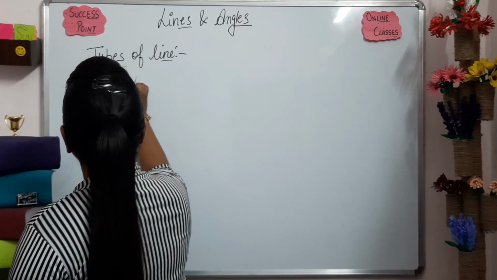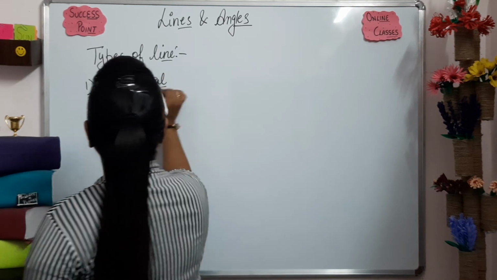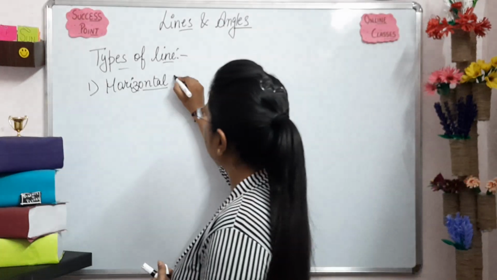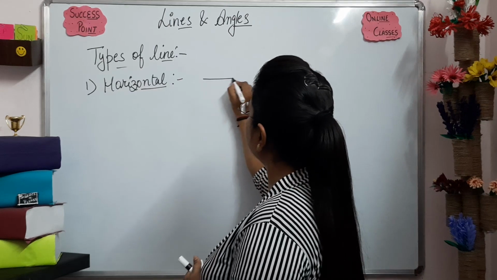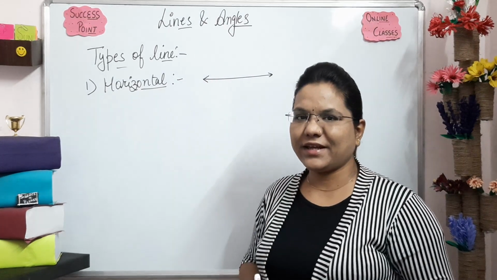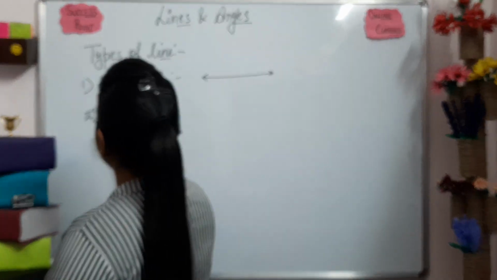First one, horizontal line. So how to form a horizontal line? A horizontal line will be like this one. This is a horizontal line. In this form. Second one, we have vertical line.